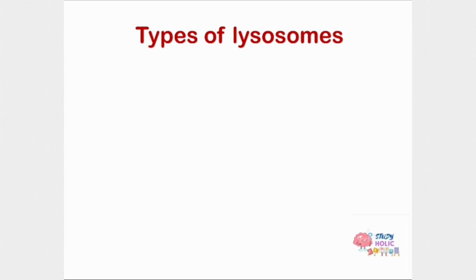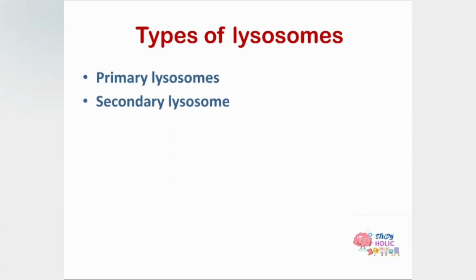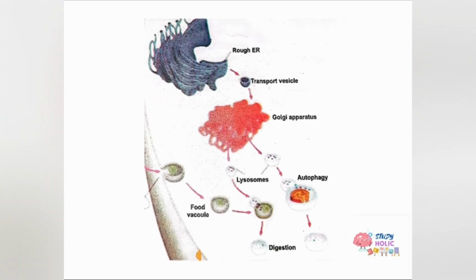Now let's discuss the types of lysosomes. There are basically two types. The one, primary lysosomes, second, secondary lysosomes. Primary lysosomes, as I've discussed earlier, are the newly formed lysosomes. I will come back to explain the secondary lysosomes. Till here, the lysosome is known as a primary lysosome.